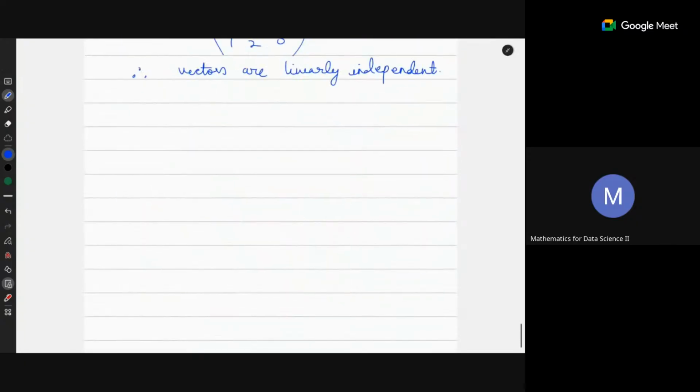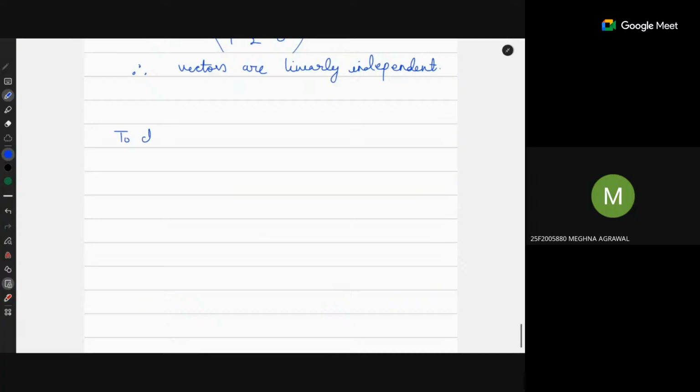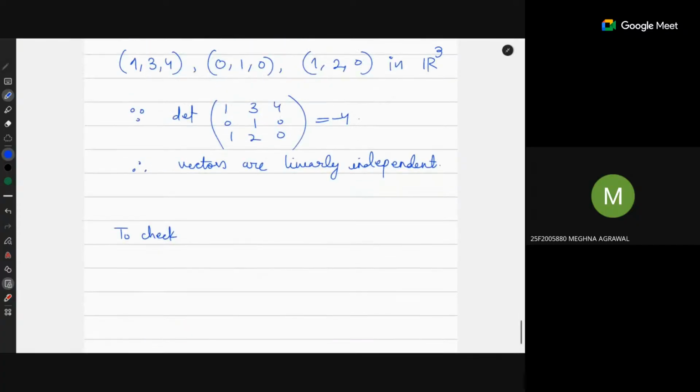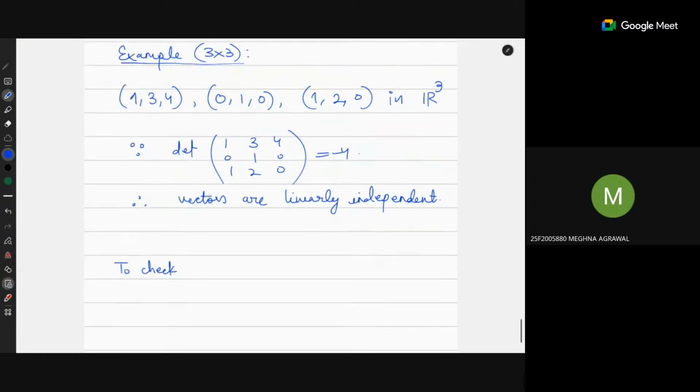So in other words, you can write the matrix in column form or in row form. It doesn't matter. You can treat vectors as row vectors or as column vectors. Yes, sir, because the determinant of the transpose of a matrix and the determinant of the matrix are the same. Yes. Thank you, sir.